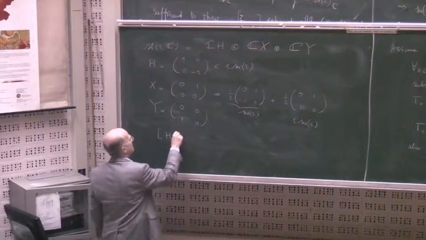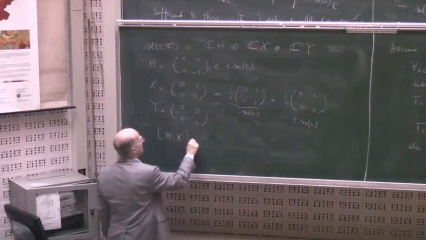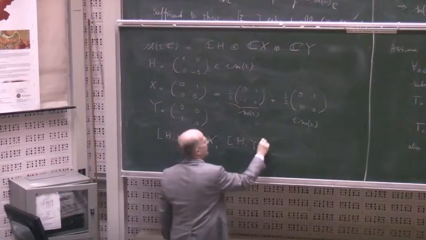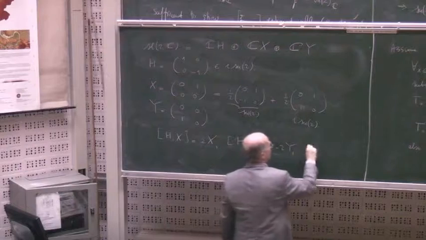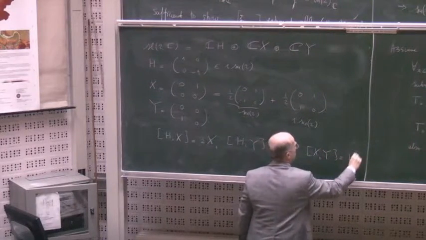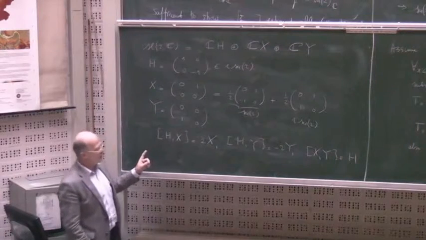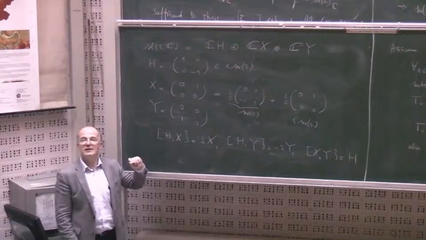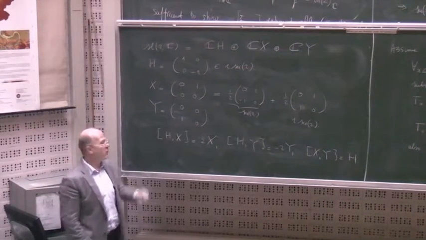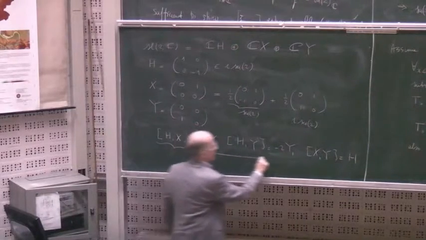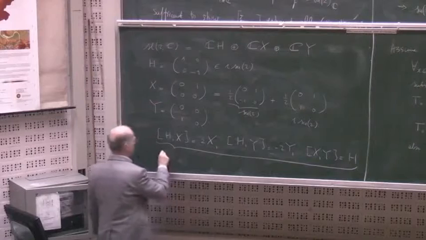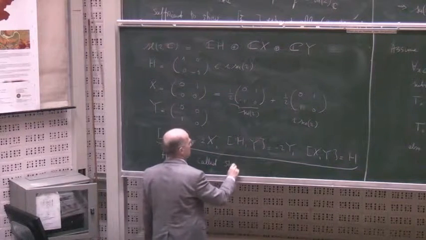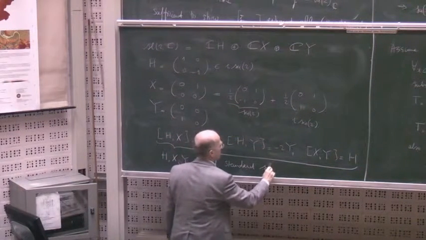So the bracket of H with X is 2X, the bracket of H and Y is minus 2Y, and the bracket of X and Y is H. Now any triple of elements of a Lie algebra that satisfy these bracket relations is called a standard SL2 triple. So the triple H, X, Y is called a standard SL2 triple.